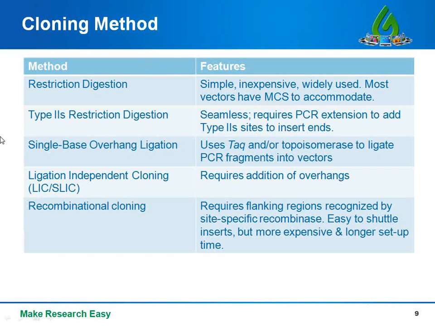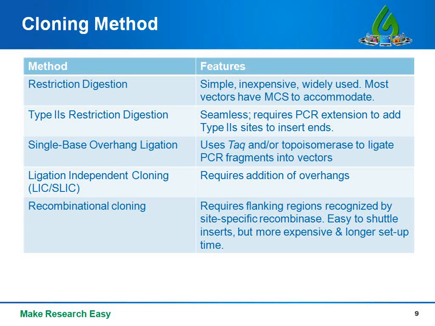Other methods are available. For example, if you need to not have any restriction sites flanking your inserts, then you could use type 2S restriction enzymes, such as BsaI. These allow seamless cloning because BsaI will cleave outside of its recognition site, removing the recognition site during ligation. This approach does require PCR extension to add the type 2S recognition site to the ends of your insert.